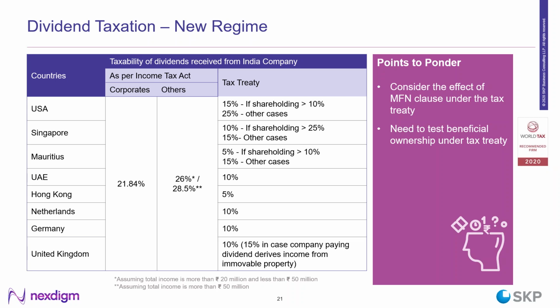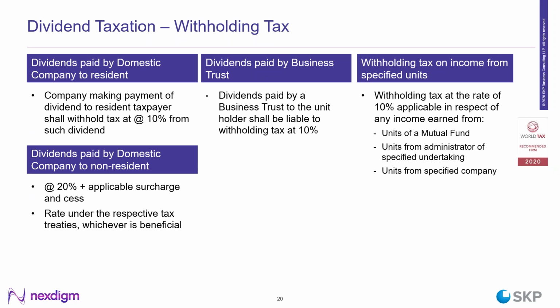And in order to enable appropriate collection of taxes, the government has also introduced withholding tax provisions on this dividend, whereby for a resident shareholder a withholding tax of 10% would be applied, and for a non-resident it would be either as per the local laws of India, 20%, or as per the respective tax treaty rates, whichever is beneficial to the taxpayer. Similarly, amendments have also been made for mutual funds, where the income from mutual funds would now be liable to tax in the hands of the shareholder and not in the hands of the mutual fund.